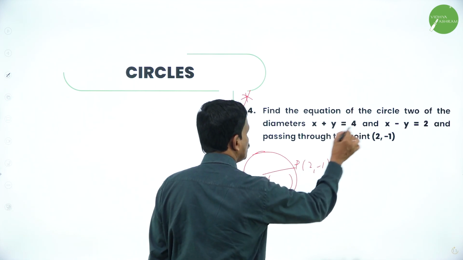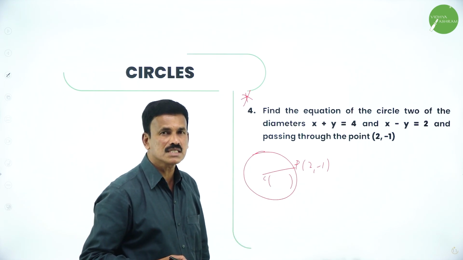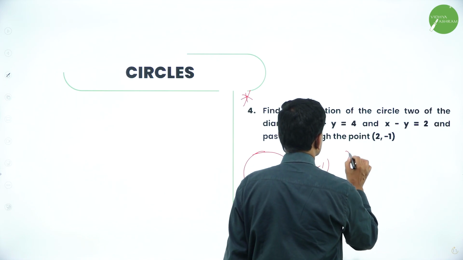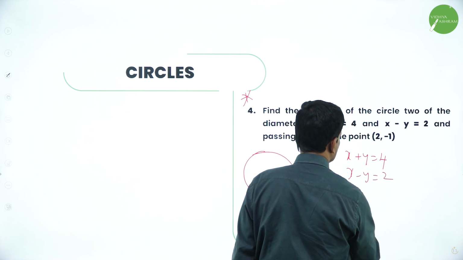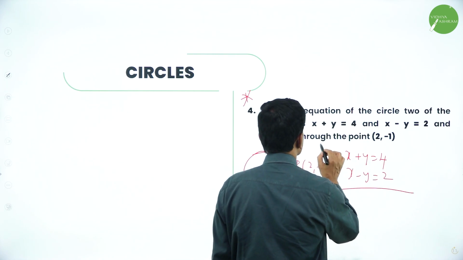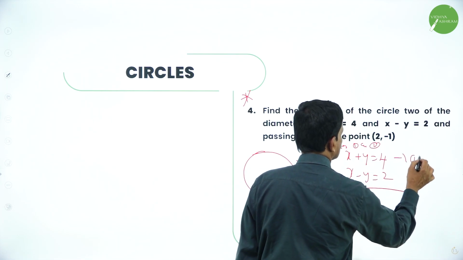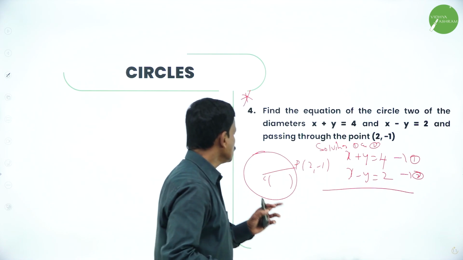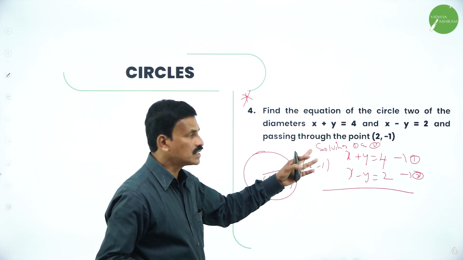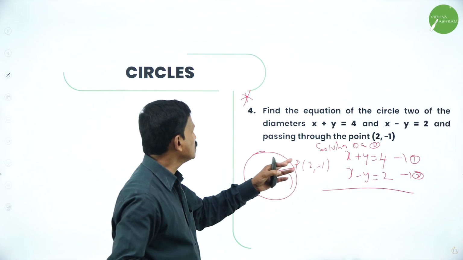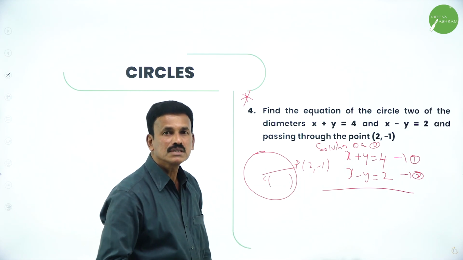The center is nothing but the point of intersection of these two lines. The point of intersection of the two lines will give the center. So solve these two equations, that is x plus y is equal to 4 and x minus y is equal to 2. Call them equation number 1 and equation number 2. The point is given as (2, minus 1), and since the diameters are in the form of linear equations, the point of intersection of these two lines will give the center of the circle.